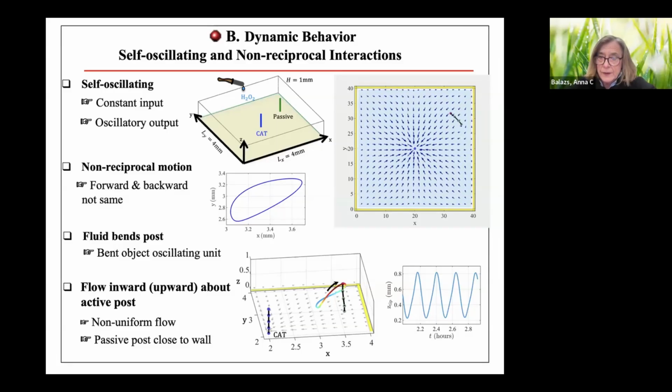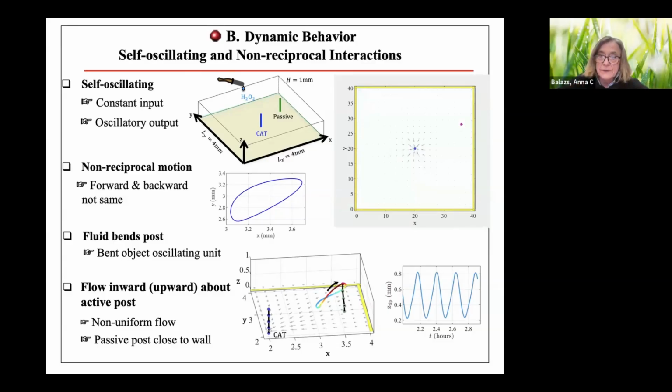And why is this working? It's working because, look, the catalase is right in the middle, so it feels a different fluid flow, and I'll show you another picture, than the passive one that's near a wall. So you've broken the symmetry in the system. They feel different fluid flows, and that's why this happens.